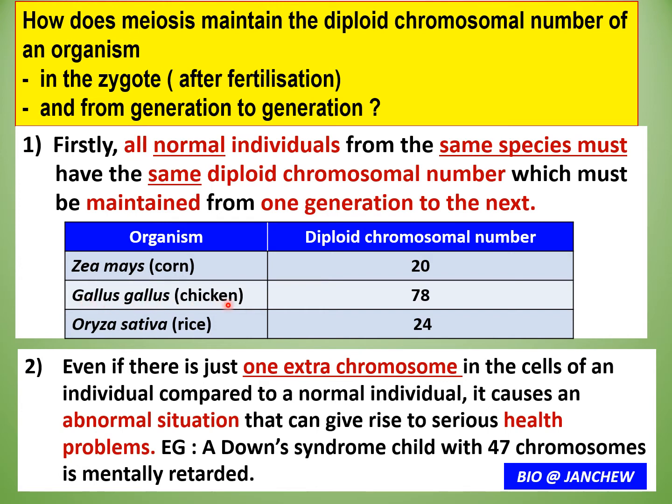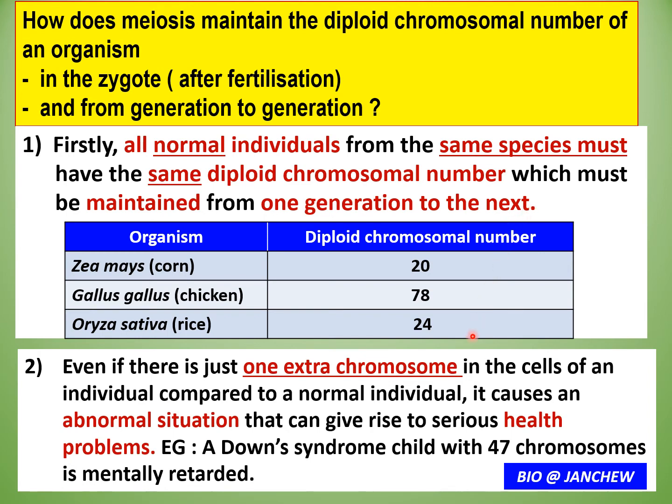Gallus, or chicken, has 78 chromosomes in each diploid cell. And Oryza sativa, or rice, has 24 chromosomes in each diploid cell. Another example is the tiger, Panthera tigris. It has 38 chromosomes in each diploid cell. So the diploid chromosomal number is fixed and maintained from one generation to the next.